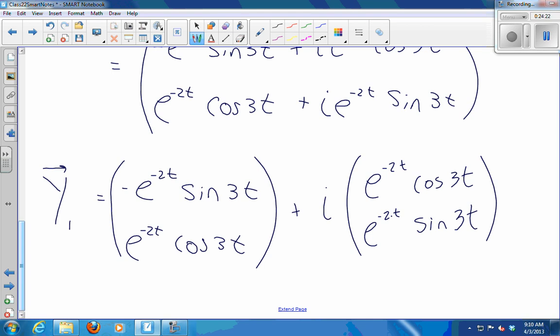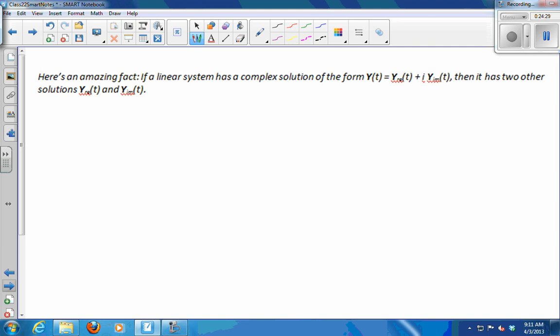Okay, so this was a bit of work. However, it pays off because of an amazing fact. If the linear system has a complex solution, y of t, with a real part plus i times some imaginary part, then the real part and the imaginary part are both themselves solutions to the system. So then we can use the real part and the imaginary part as our two particular solutions.